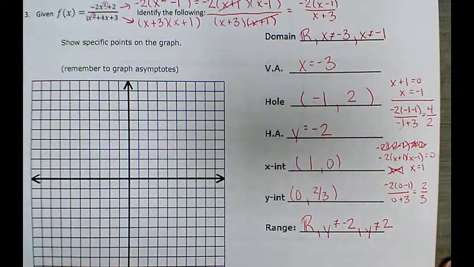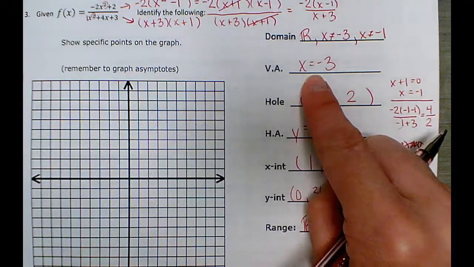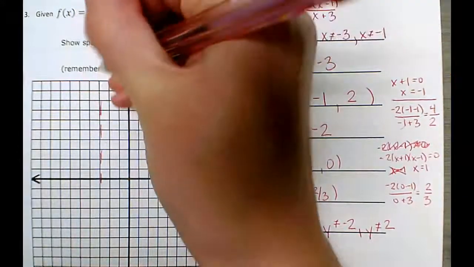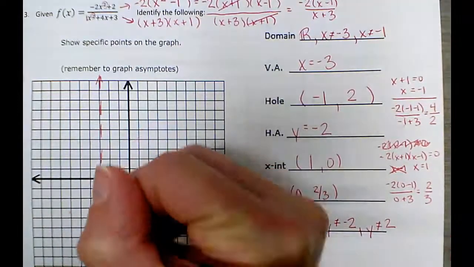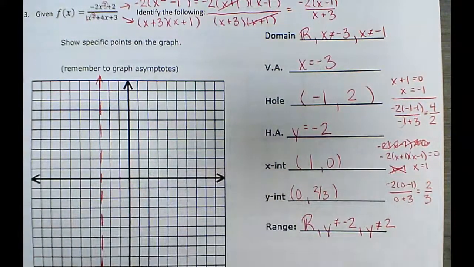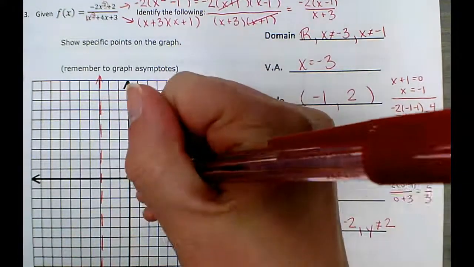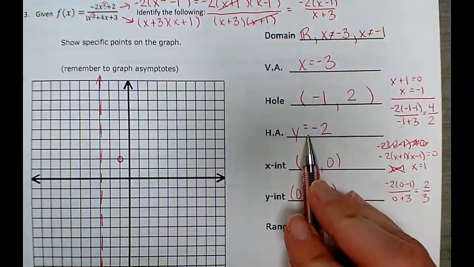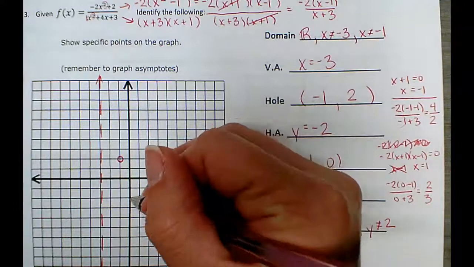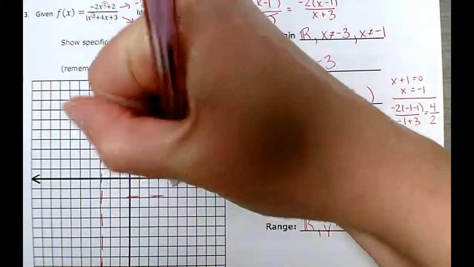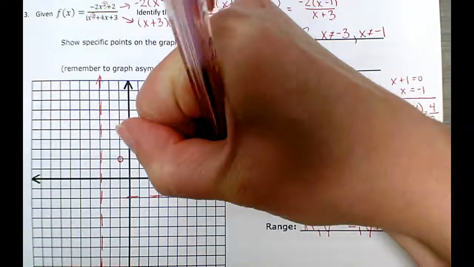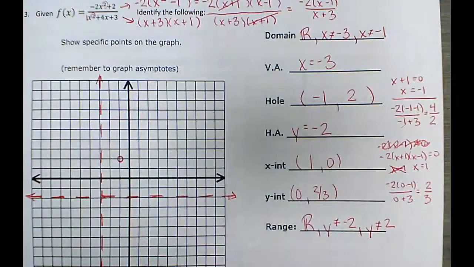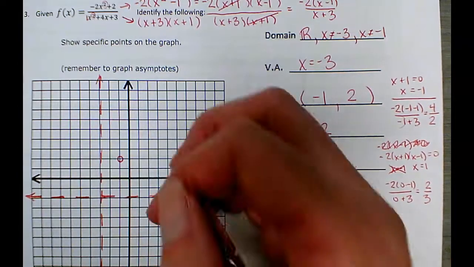So when I graph all the pieces, the vertical asymptote is at x equals negative 3. 1, 2, 3. Here it is. The hole is at negative 1, 2. So negative 1, 2. I'm going to put a hole here. The horizontal asymptote is at y equals negative 2, so 1, 2. The intercept at 1, 0.